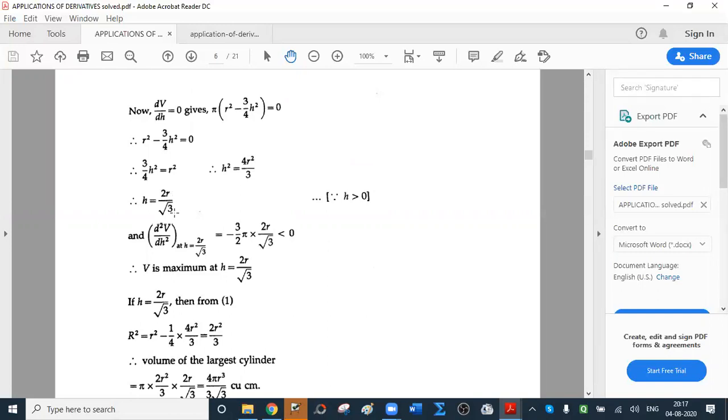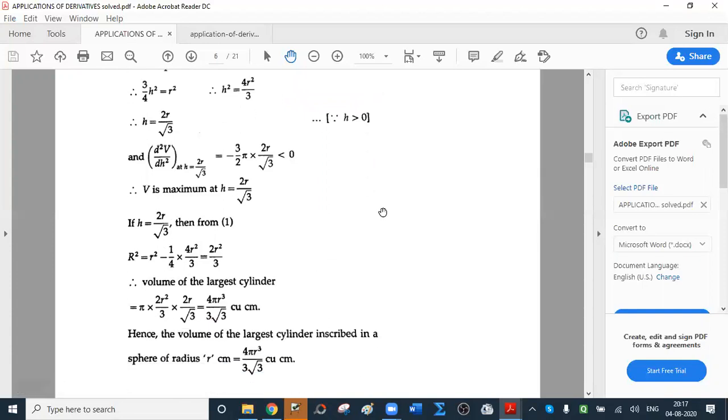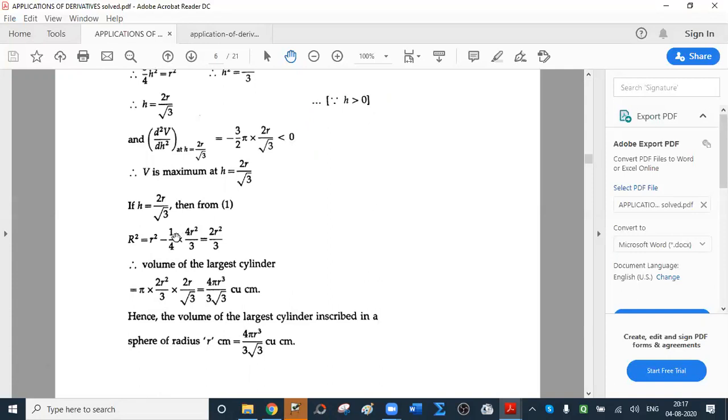So h equals 2r upon root 3. Now at this point, what is the second derivative? Negative. So the function, that is the volume, is maximum at h equal to 2r upon root 3. Now when h is 2r upon root 3, what is the radius of the base circle of that cylinder? It is R square equal to small r square minus this, which comes out to be 2r square upon 3.